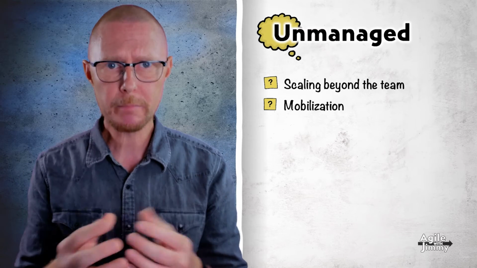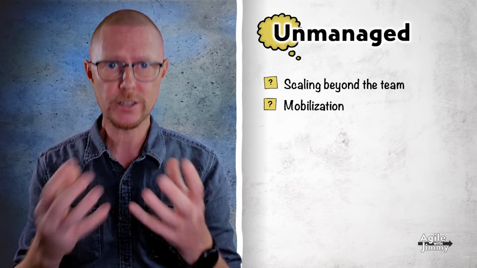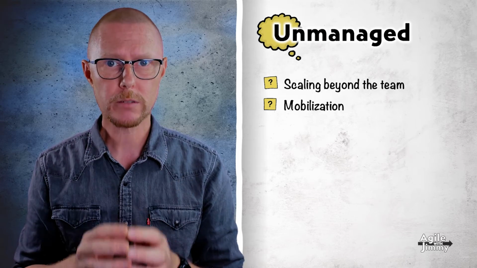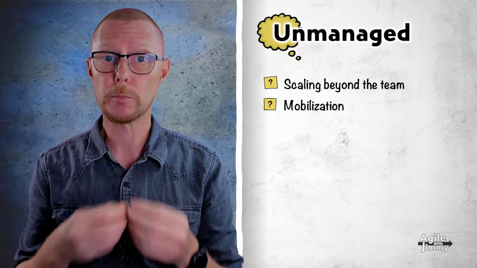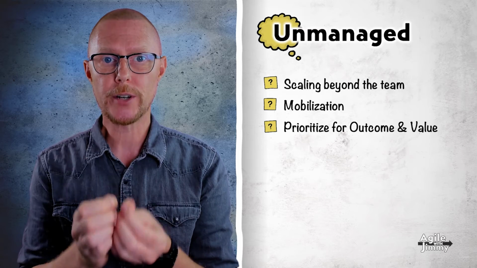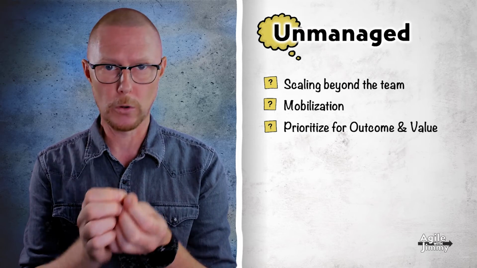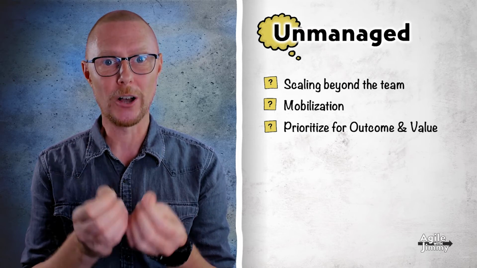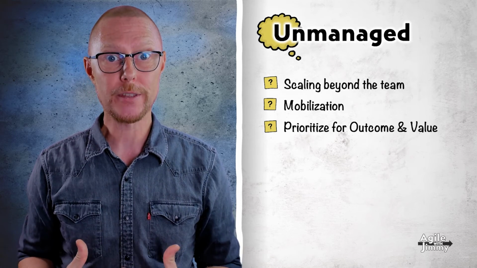And neither framework offers guidance on how you should mobilize into different teams. What should their missions be? Who should be part of which team? In both frameworks, the team and the product owner is expected to prioritize the things that generate the biggest outcome, value, or learning. But they don't really answer how to go about this.